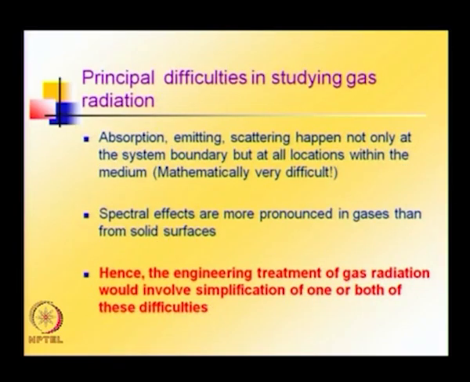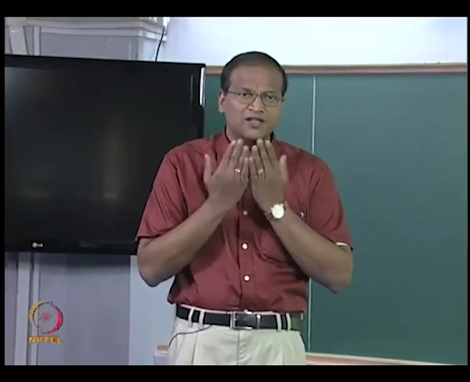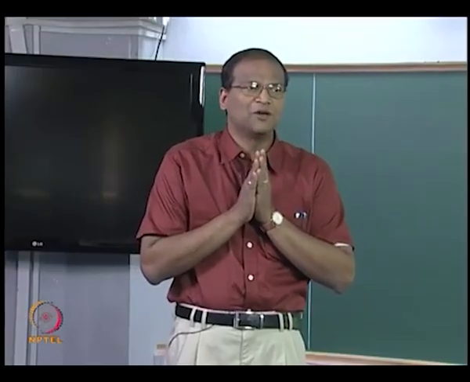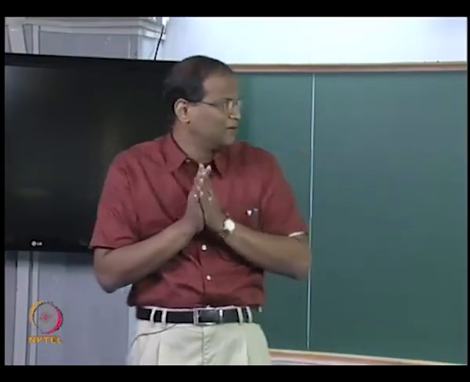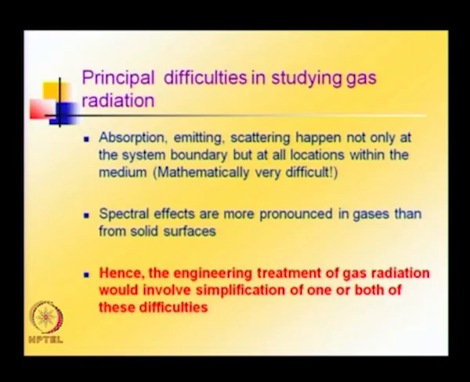What are the principal difficulties in studying gas radiation? Everything is happening from a volume, it is not happening from a surface like before. And as usual, the problem is that absorption, emission and scattering are functions of lambda. So absorption, emitting and scattering happen not only at the system boundary but at locations within the medium, which makes it mathematically very difficult.